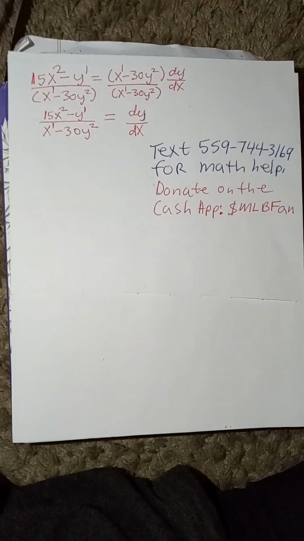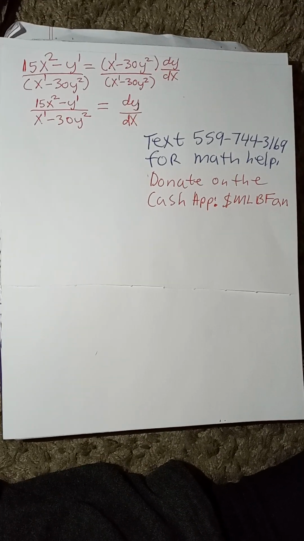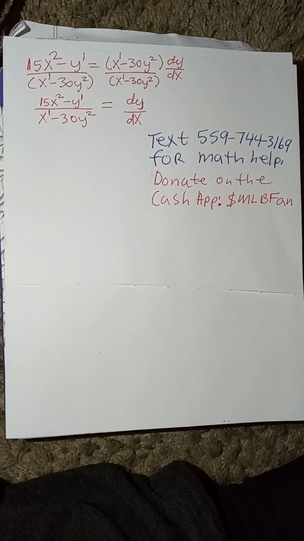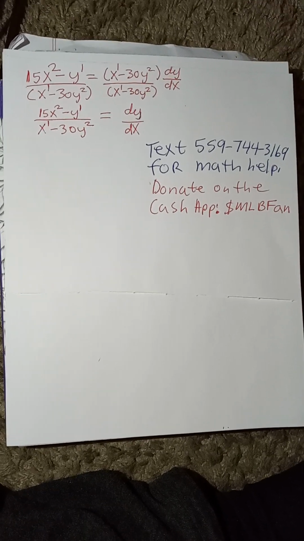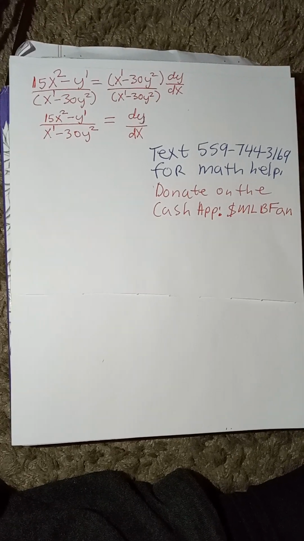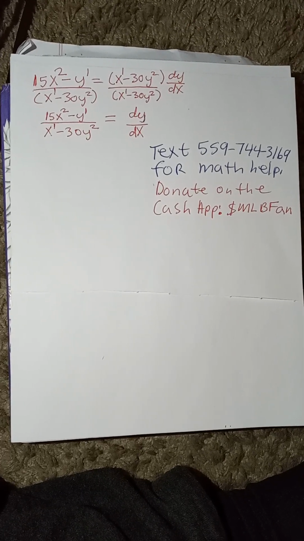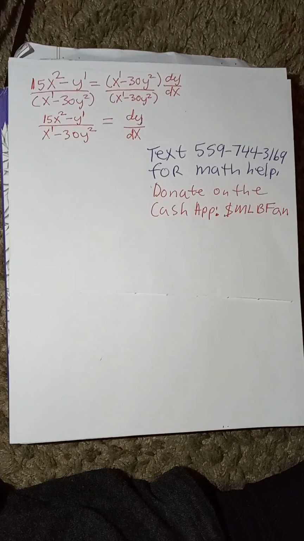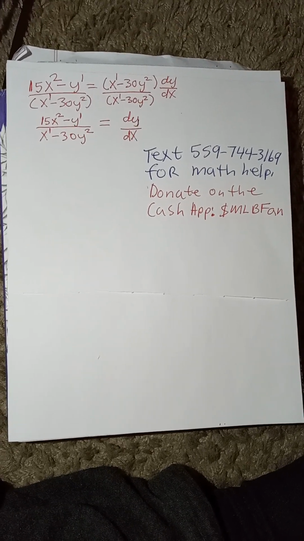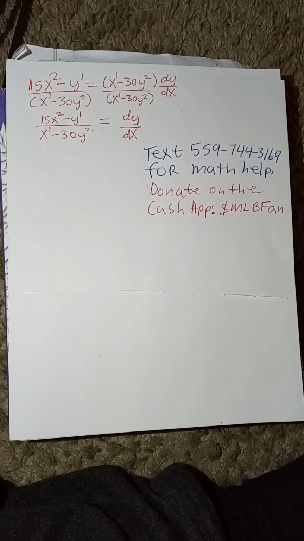So now we need to divide both sides of the equation by x to the first power minus 30y squared. And now we will obtain dy divided by dx is equal to 15x squared minus y to the first divided by x to the first minus 30y squared. This is how we do implicit differentiation in calculus.